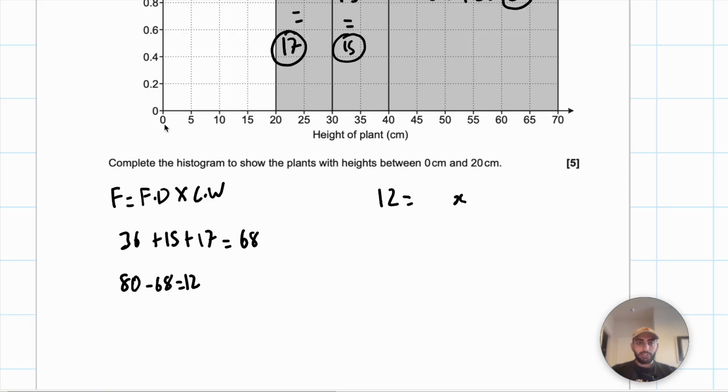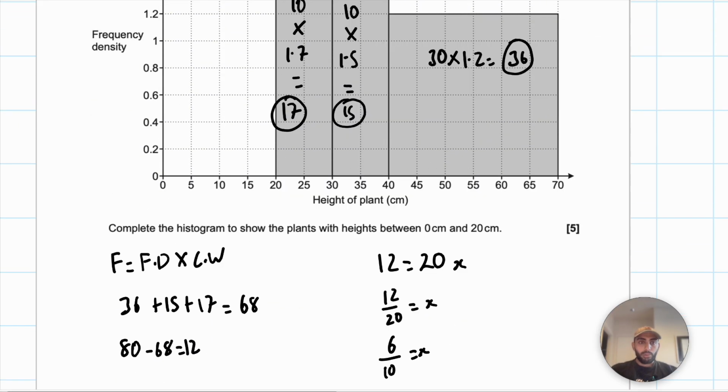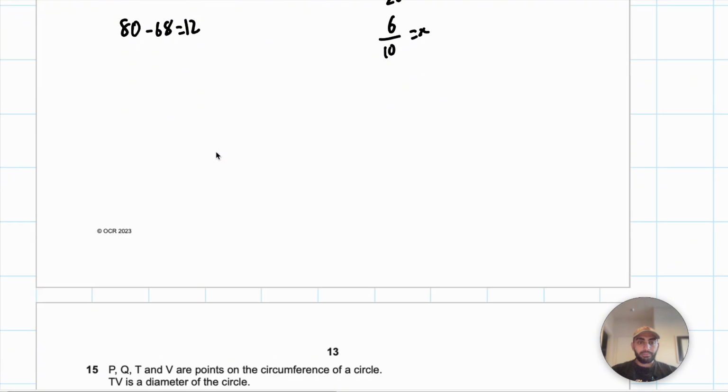and the class width between 0 and 20 is 20. X is being multiplied by 20, so divide by 20 on both sides. 12 over 20 is equal to x. Simplify that to give me 6 over 10 is equal to x. So 6/10 is the same as 0.6, so I'm going to draw my line at 0.6, just there. That would be equal to 12 plants.